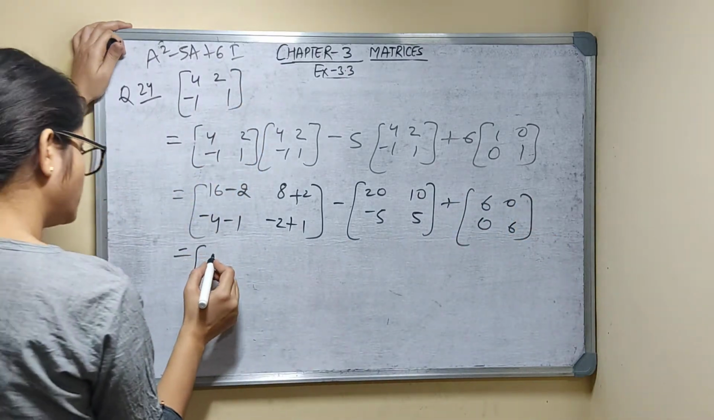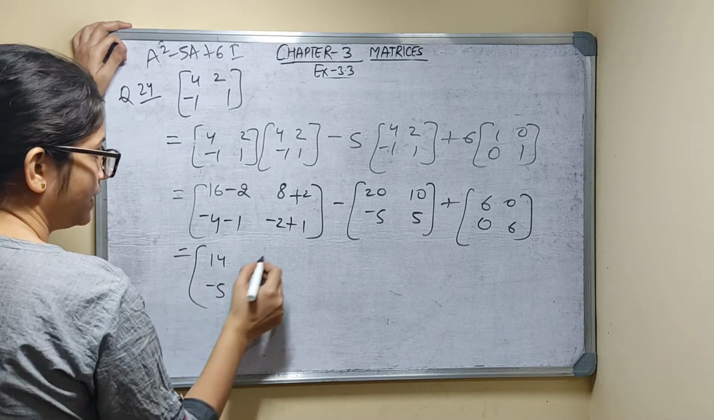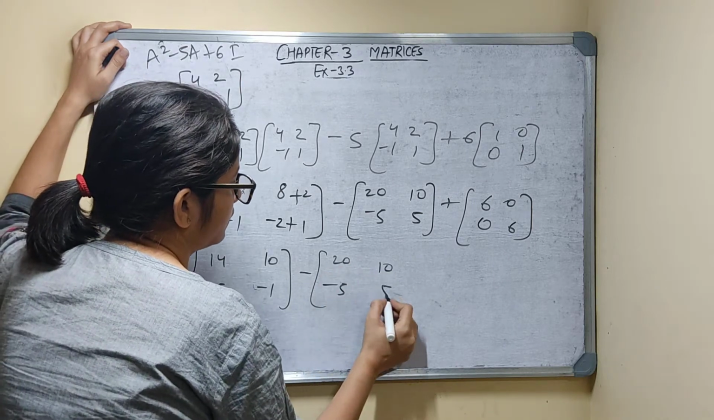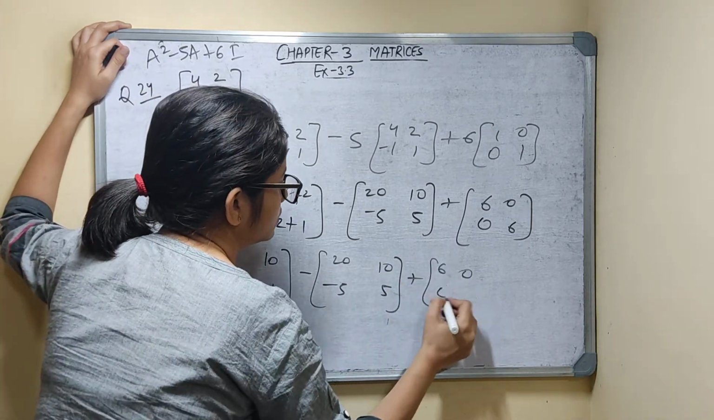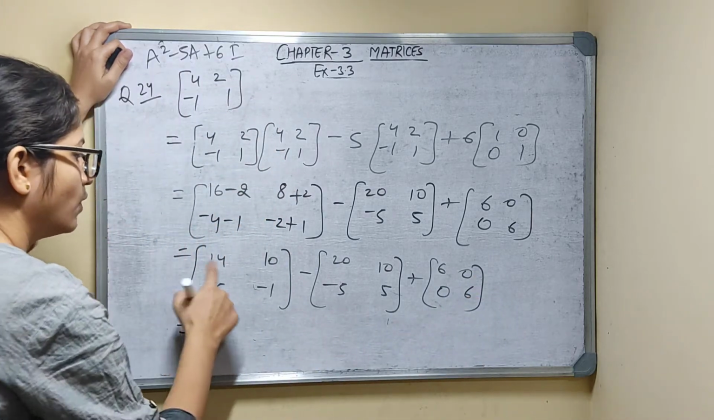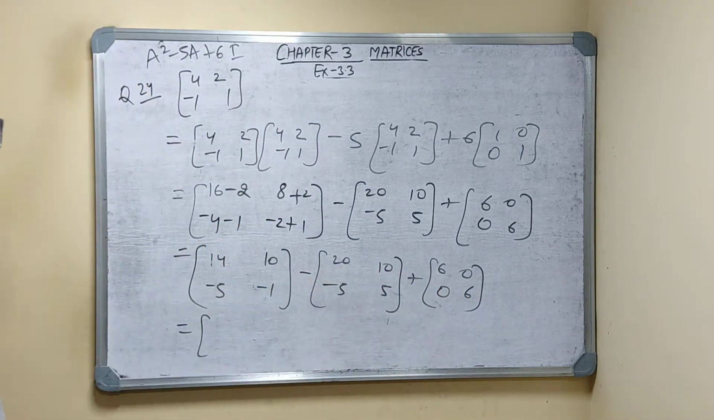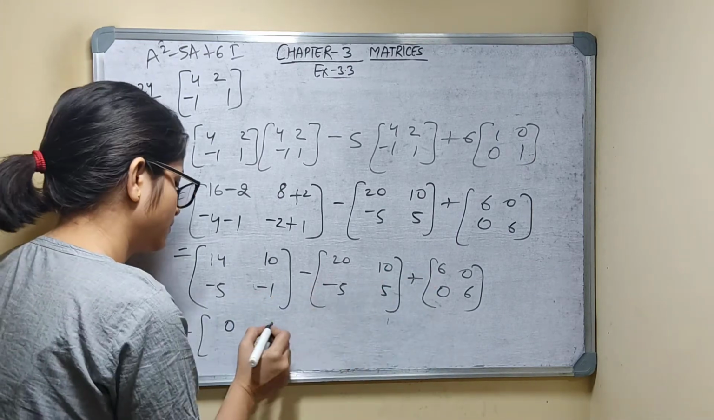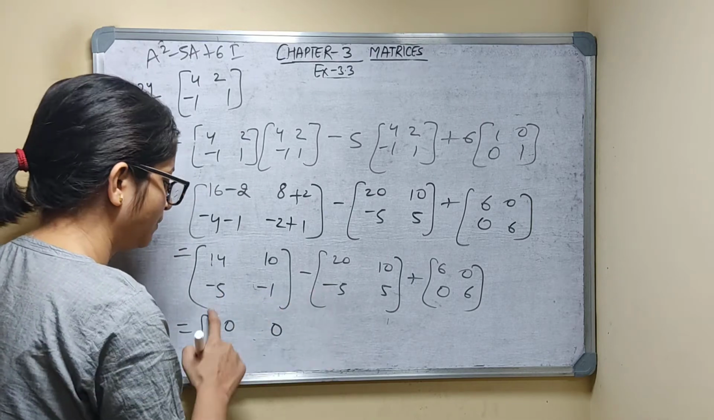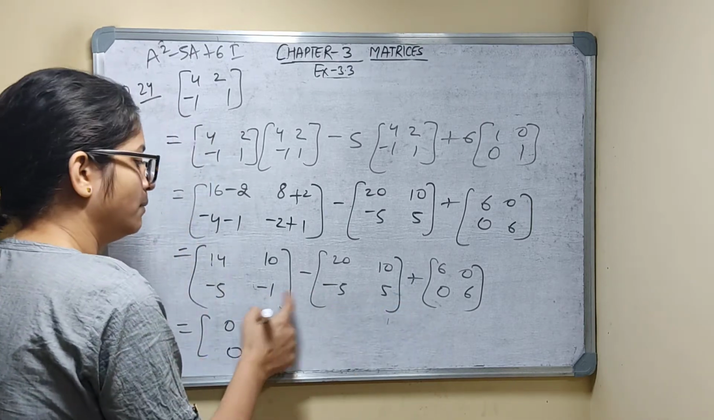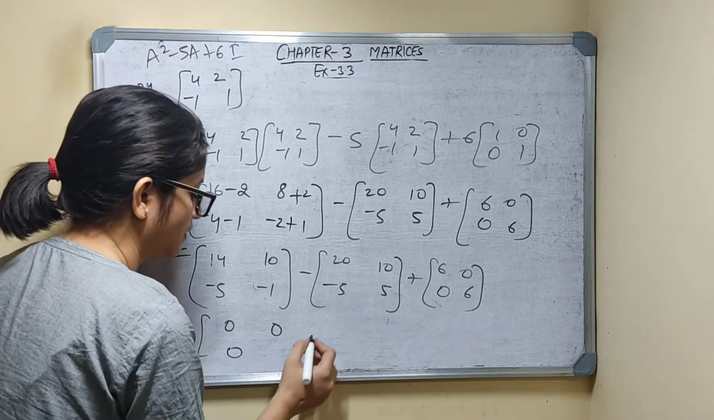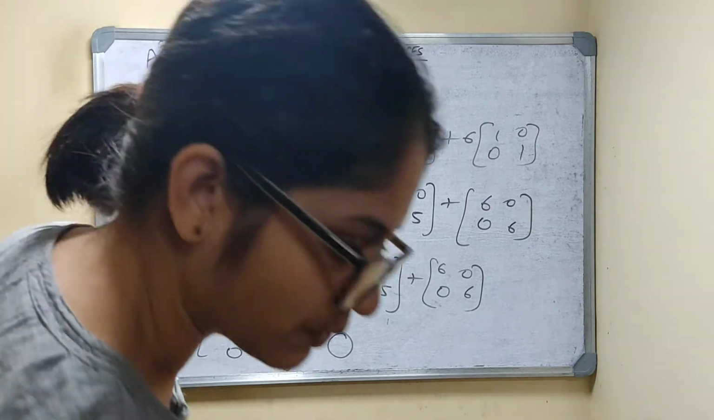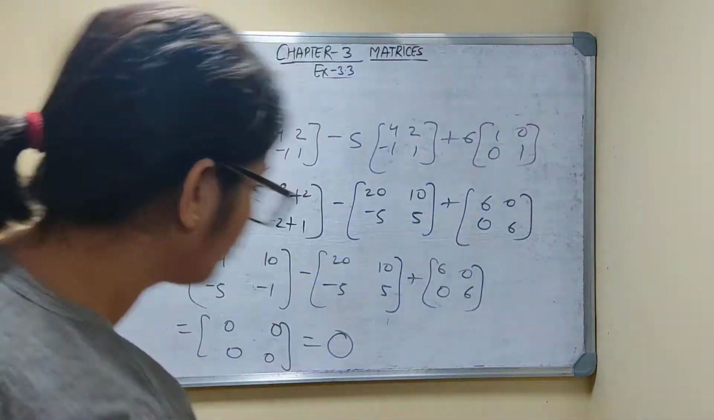So you get 16 minus 2, that is 14, 8 plus 2 is 10, minus 4 minus 1 is minus 5, minus 2 plus 1 is minus 1. Then 14 minus 20 plus 6: 14 minus 20 is minus 6, plus 6, so 0. 10 minus 10 is 0. Minus 5 plus 5 is 0. Minus 1 minus 5 is minus 6, plus 6 is 0. It is equal to the null matrix, which is the RHS. Hence, like this you can solve. Now the 25th question.